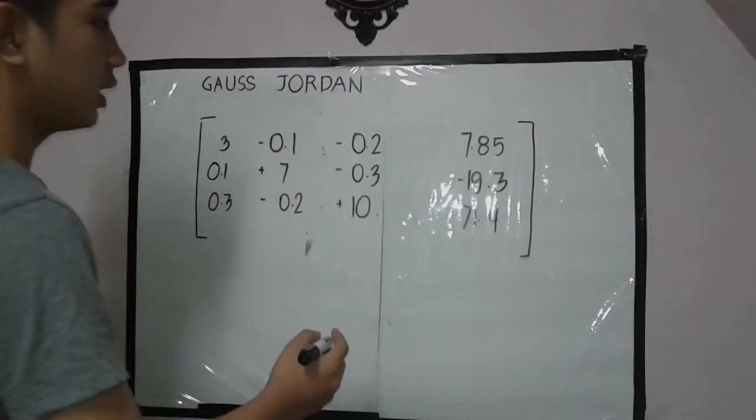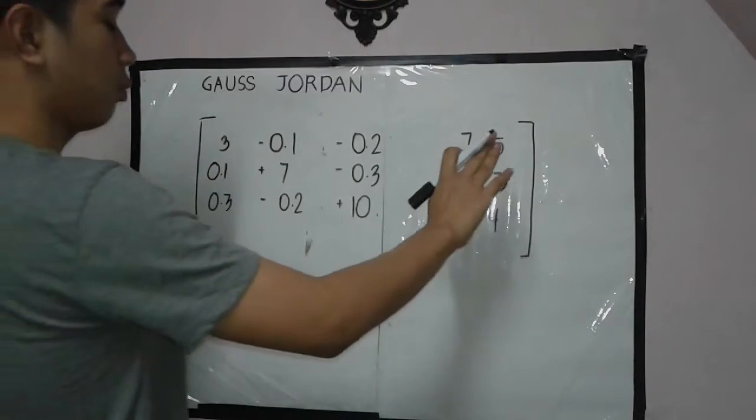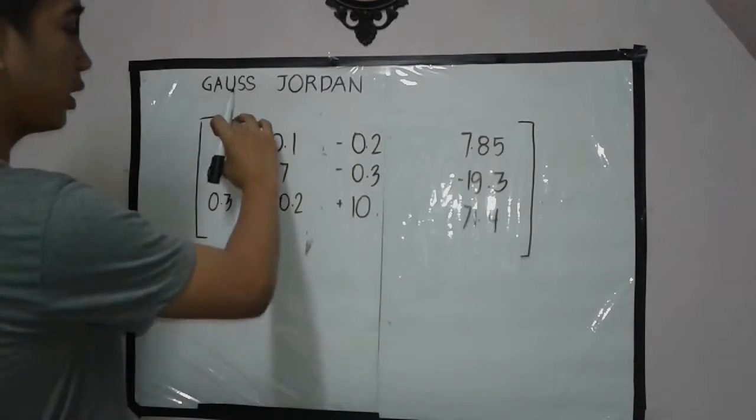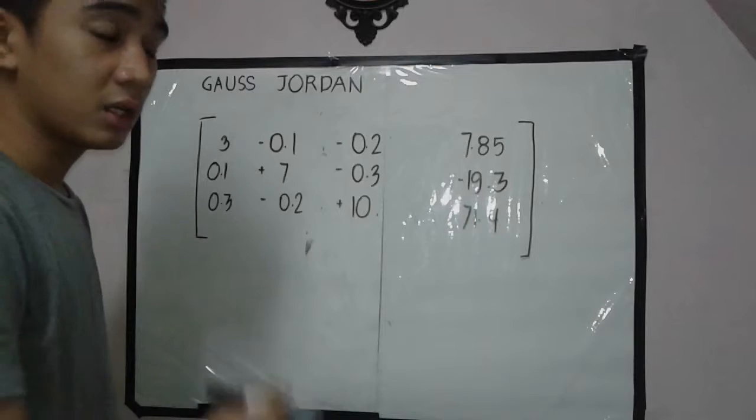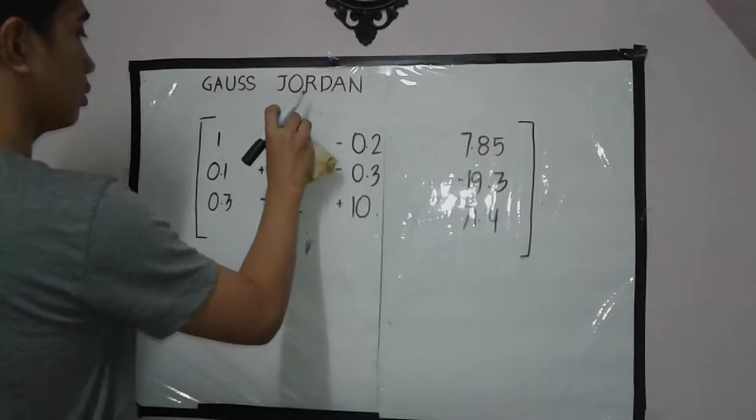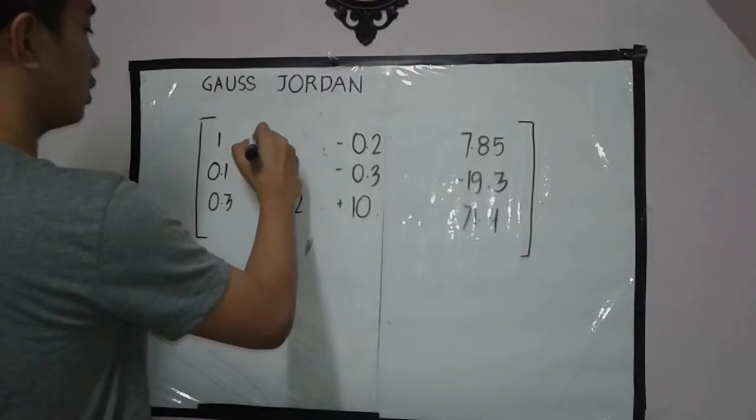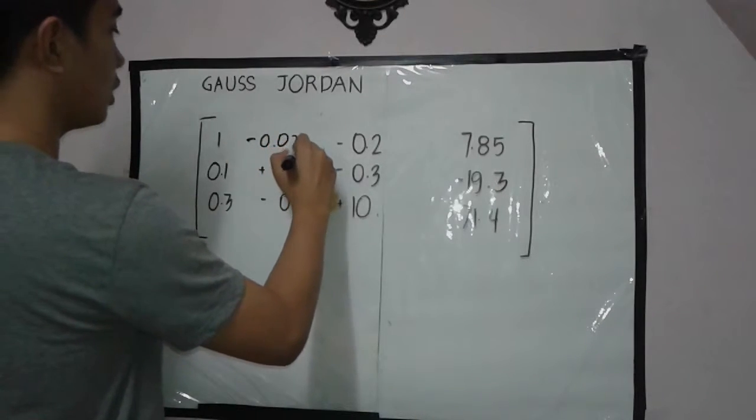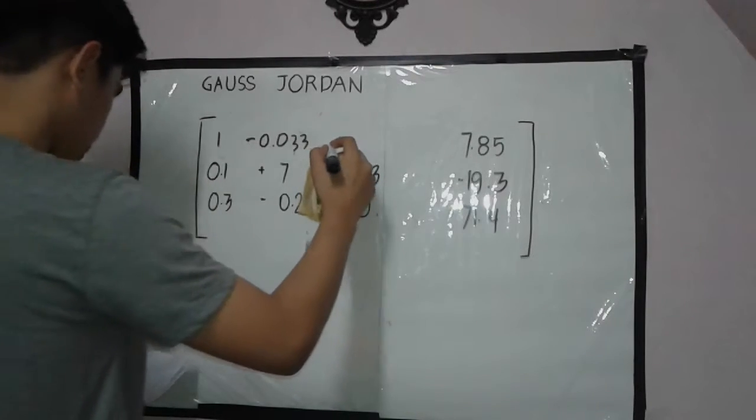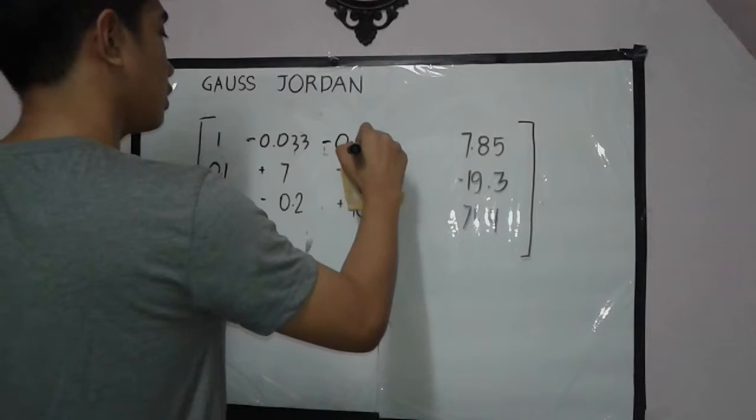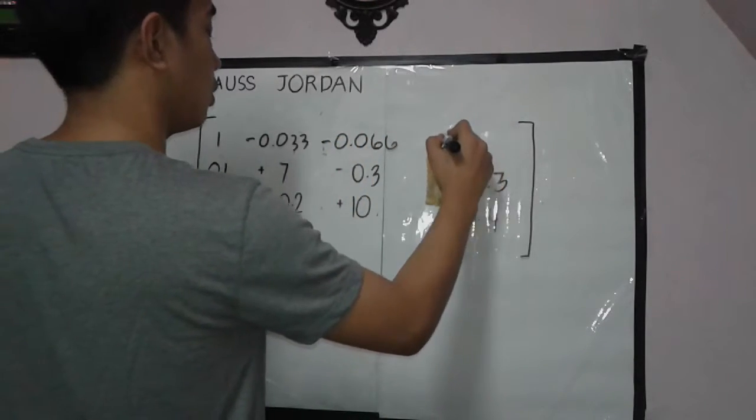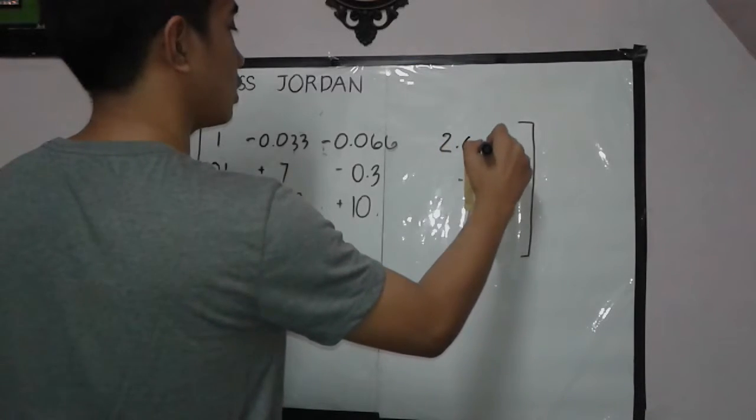So the next step is to normalize your first row by dividing it by 3 in order to form a coefficient of 1 in the x sub 1. So it will become 1, negative 0.033, negative 0.066, then 2.6166.